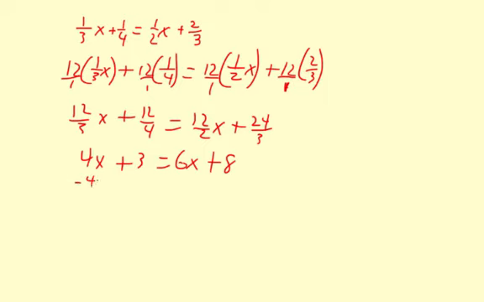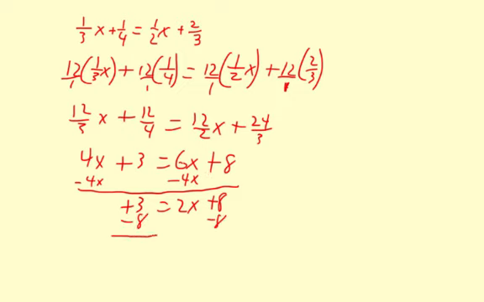So now subtract 4x from both sides. 4x minus 4x is 0, and then the plus 3 equals 6x minus 4x, which is 2x, and then bring down the plus 8. Subtract 8 from both sides to get the 2x by itself. Plus 3 minus 8 is negative 5, equals 2x. Divide both sides by 2. So x equals negative 5/2.